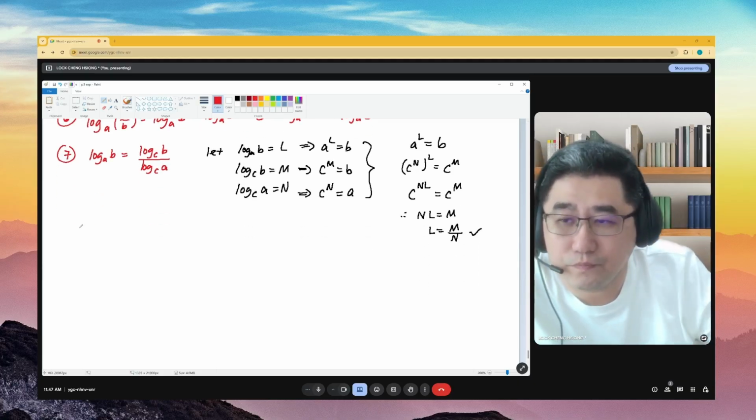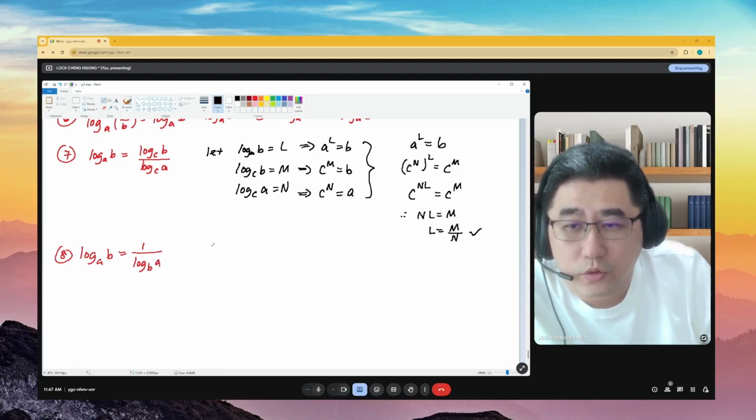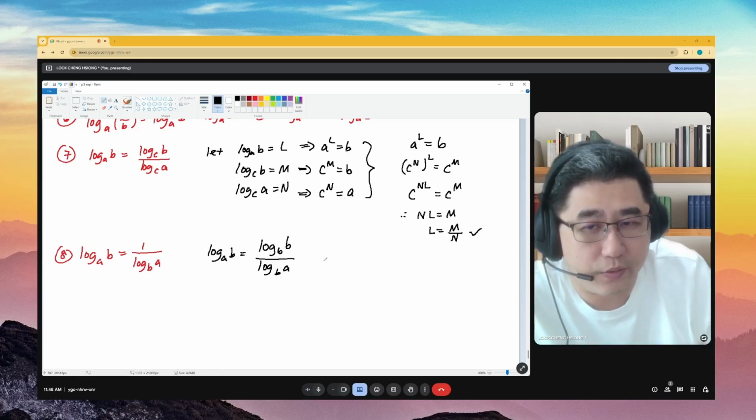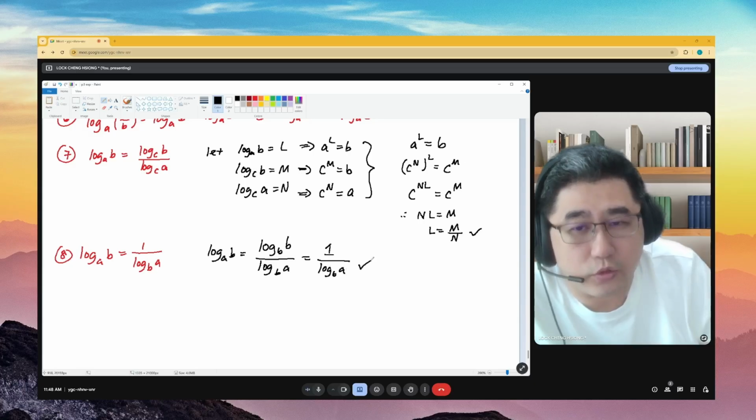Number 8: log_a b equals 1 over log_b a. From the line log_a b, if we do changing base into base b, log_b b over log_b a, because of changing base I can change to any base that I need. According to rule 4, log_b b equals 1. So we have 1 over log_b a. You can see the rule is true.